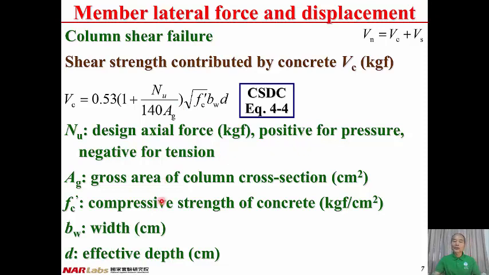And Ag is the gross area of the column cross-section. That's the total cross-sectional area of column. And fc' is the compressive strength of concrete. And bw here is the width of the column, and d here is the effective depth of the column.